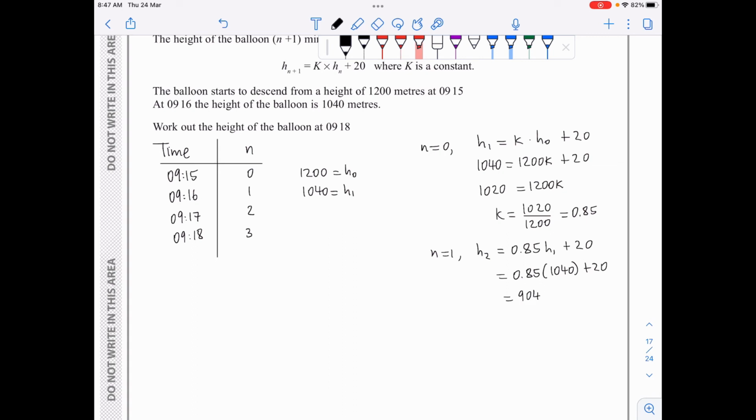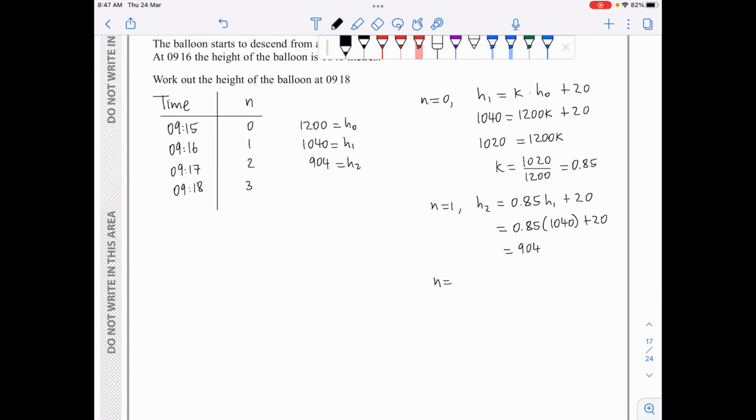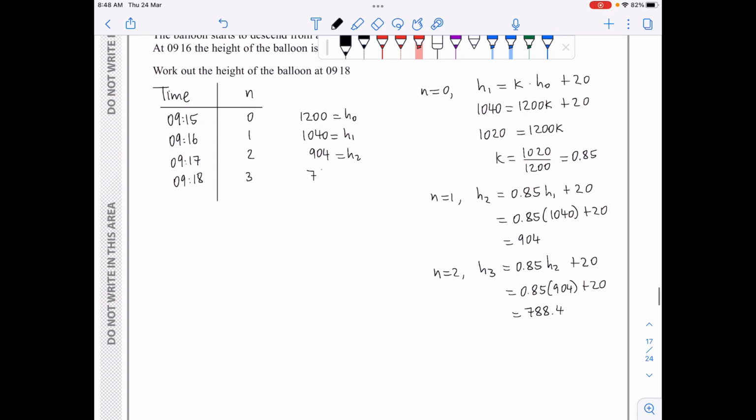So I now know that this is 904, and I will go through the whole process once more to get h3. So when n is 2, h3 is 0.85 h2 plus 20, which is 0.85 times 904 plus 20, which gives an answer of 788.4 meters. So this is the height at 9:18 as requested by the question.